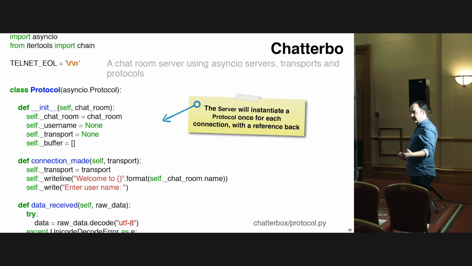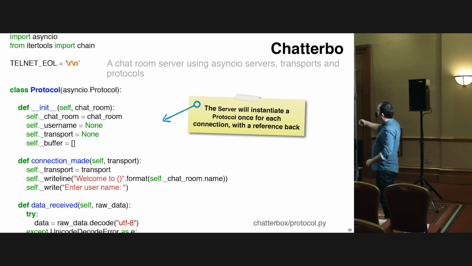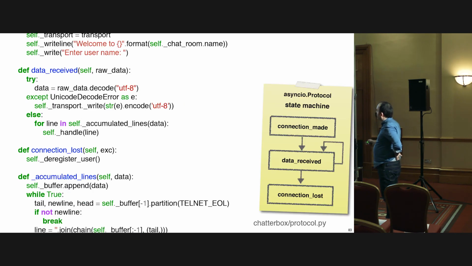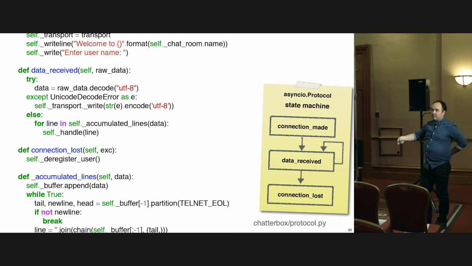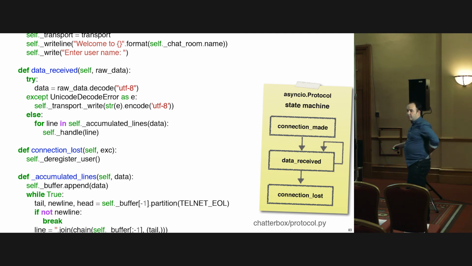The protocol is the thing that implements the callbacks. So we inherit from Async IO protocol, and we have a reference back to the chat room. And the three callbacks are here: connection made, data received, and connection lost. And essentially, the protocol mechanism in Async IO runs this simple state machine. For each connection, connection made will be called exactly once, data received will be called as many times as necessary, and connection lost will be called exactly once. Okay? So it just goes through that process. Every time we get some data, it's just raw bytes. It's not any higher level than that.